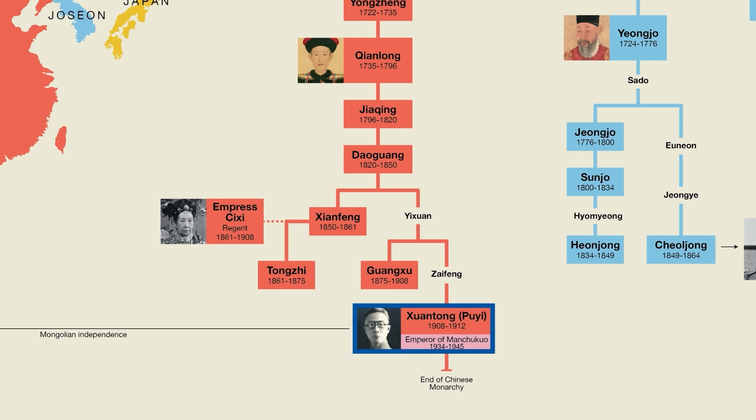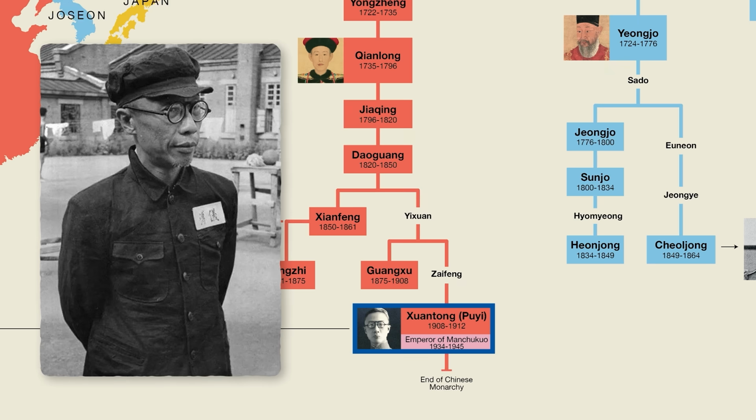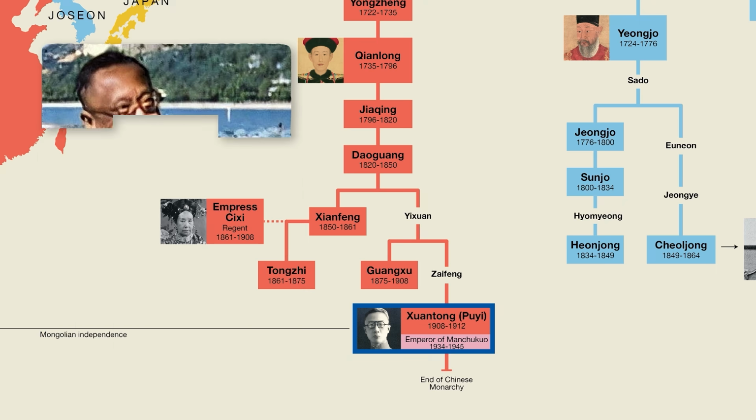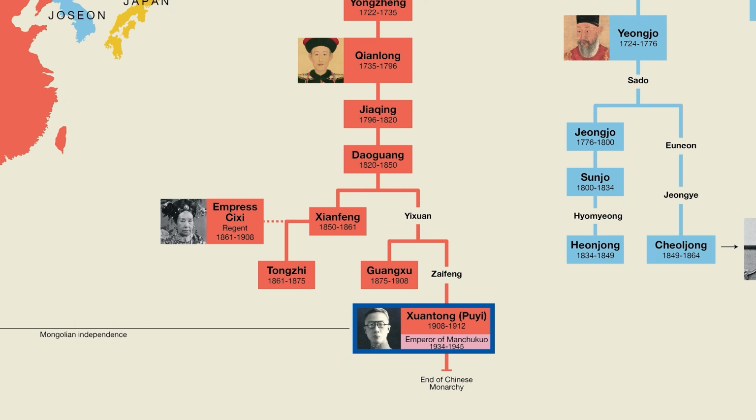After World War II, he was held as a prisoner, first in the Soviet Union and then later in communist China, before finally being released in 1959 to live out his final 8 years as a regular citizen, although obviously he remained under close watch. Puyi did marry 5 times, but never had any children.